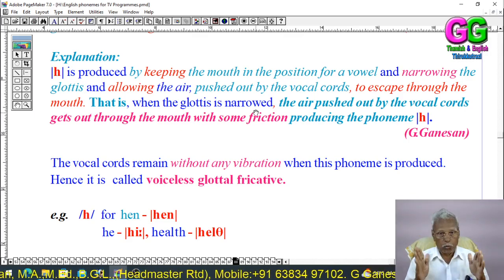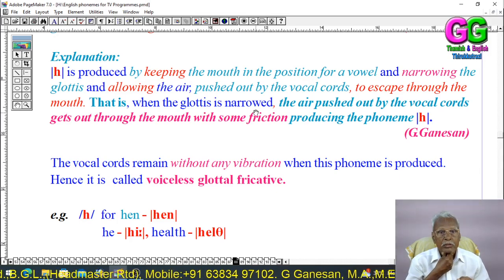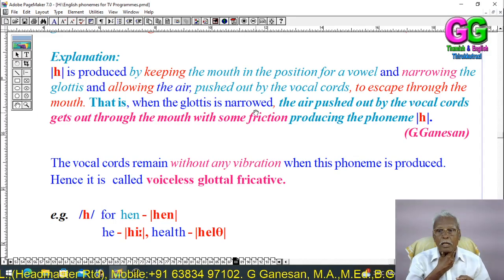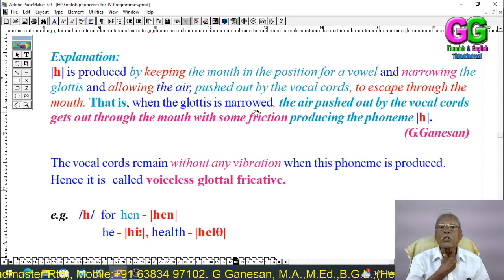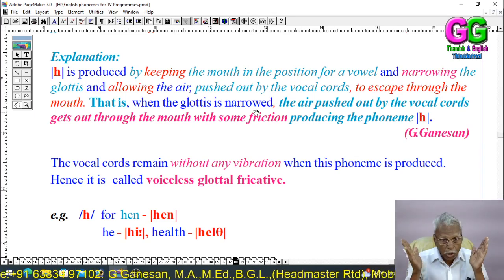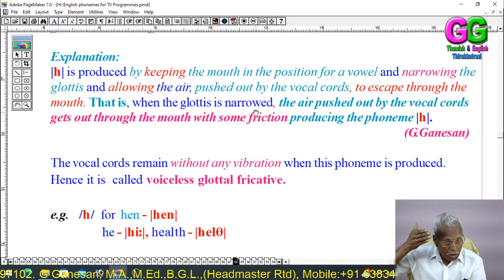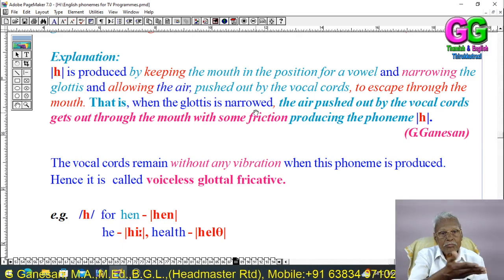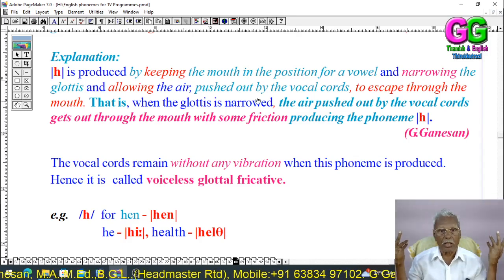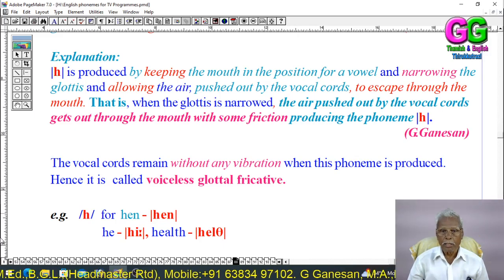Keeping the mouth for a vowel and narrowing the glottis, that is narrowing the vocal cords, and allowing the air pushed out by the vocal cords to escape through the mouth, this phoneme is produced. That's all.